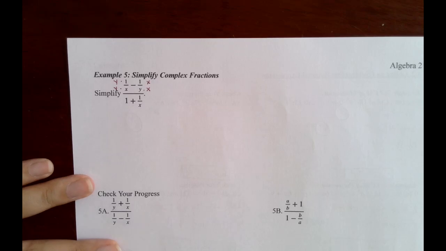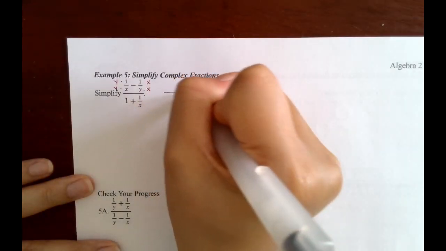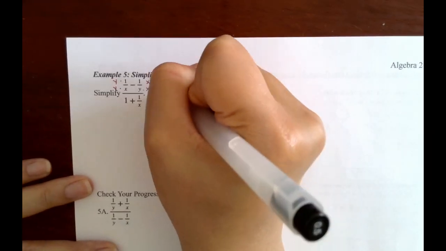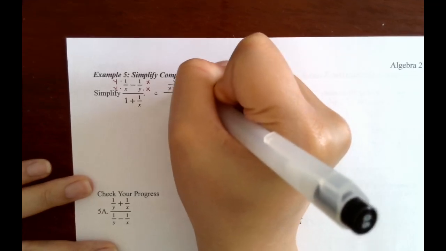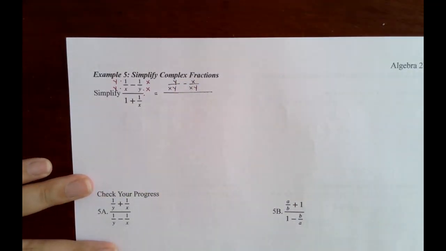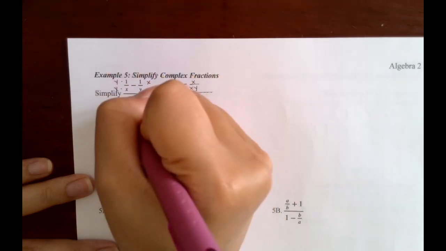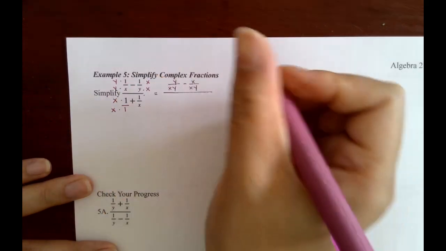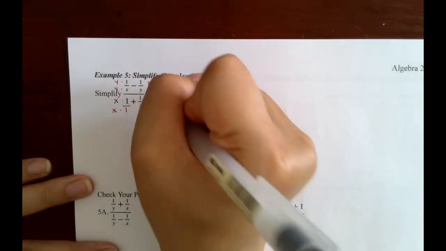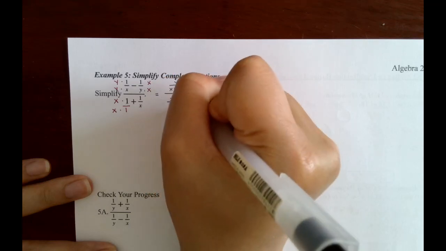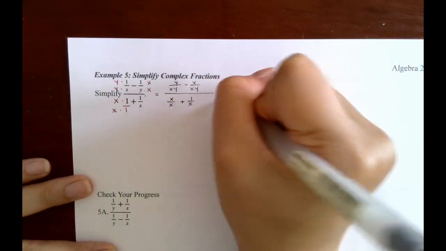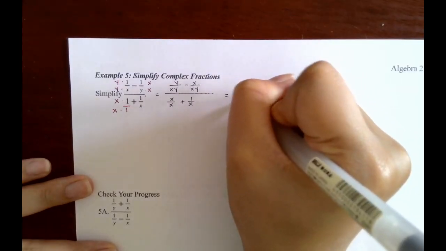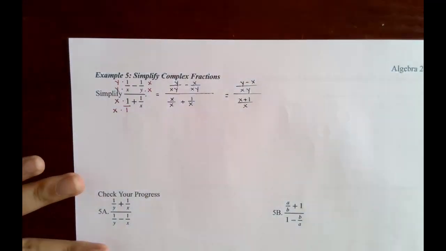So then on top, basically, I will have y over xy minus x over xy. On the bottom one here, this is technically over 1, so I need it to have a common denominator as well, which in this case is x. So this then becomes x over x plus 1 over x. So this becomes y minus x over xy, and this becomes x plus 1 over x.